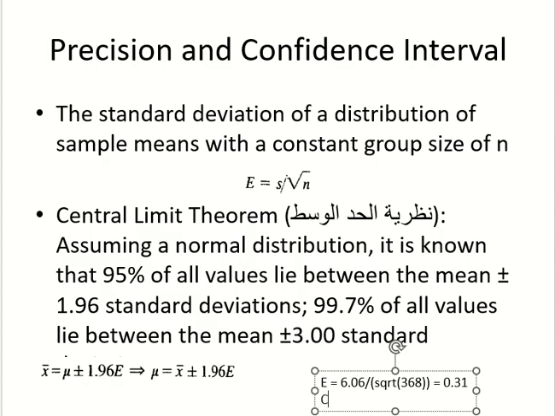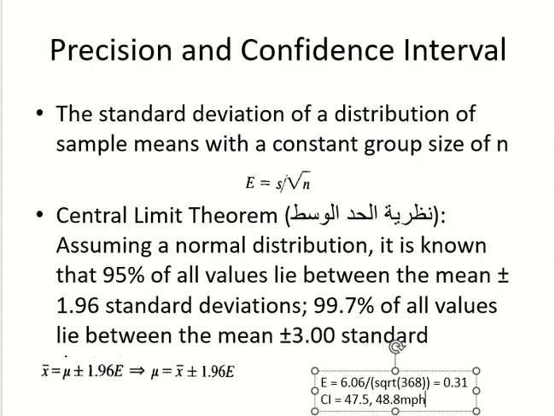We call it the confidence interval. The range is called the confidence interval. The percentage is called the confidence level. Okay? Clear? The range is 47.5 to 48.